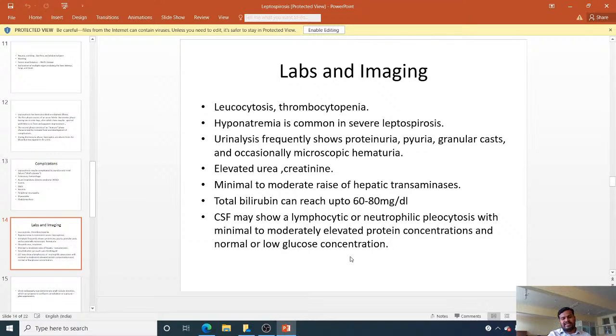So what all do we see in the cerebrospinal fluid? We see cell counts, we see the protein, and we see the glucose. What type of cells do we see here? We see a lymphocytic or a neutrophilic picture. Protein concentrations can be elevated, so there will be increased protein in the CSF, and normal or low glucose. Many case studies have shown low glucose, but usually what the books give is a normal glucose concentration. But you should also keep this in mind.